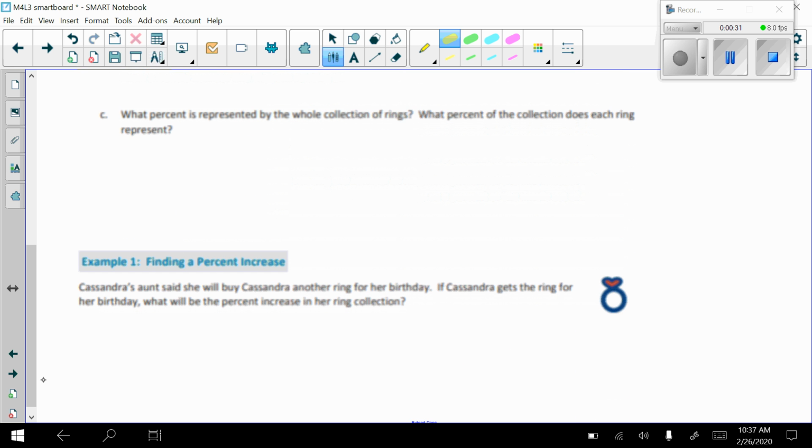And then we're going to come down to example 1. Cassandra's aunt said she will buy Cassandra another ring for her birthday. If Cassandra gets the ring for her birthday, what will be the percent increase in her ring collection? Percent increase. That is cluing me into which of the formulas I'm going to use.